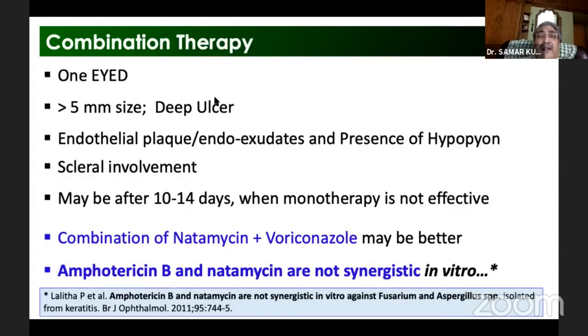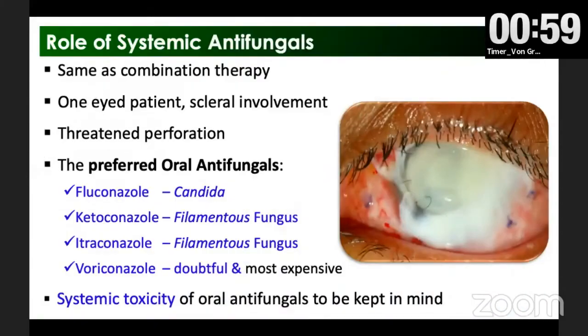Combination therapy is especially useful for a one-eyed patient, an ulcer more than 5 millimeters, deep ulcer, presence of a bigger hypopyon, scleral involvement, and maybe after 10 to 14 days when you see that your monotherapy fails. The combination of natamycin and voriconazole may be better. Otherwise, amphotericin and voriconazole can be given. But amphotericin and natamycin are not synergistic because both are in the Polyene group.